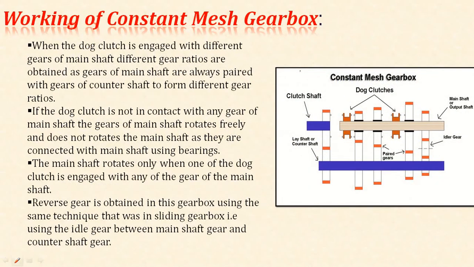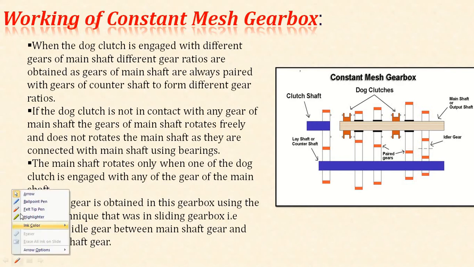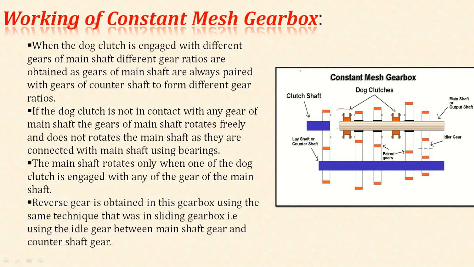Now we can see in the figure. This is the dog clutch, which engages with the first gear, that is, the largest gear on the lay shaft. So this is the first gear. It gives the maximum torque and minimum speed. When the dog is engaged with the first gear, we get the maximum torque and minimum speed.